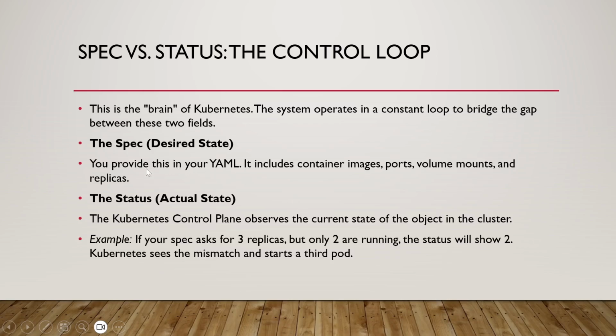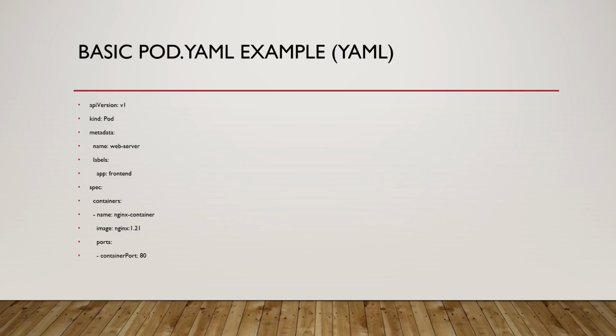As I already told you, we provide the desired state in our YAML file. Now Kubernetes' task is to fill the gap and make it the desired state. For example, if our specification asks for 3 replicas but only 2 replicas are running currently, the status will show that. Kubernetes will see the mismatch and start a third pod, because we have specified 3 replicas.